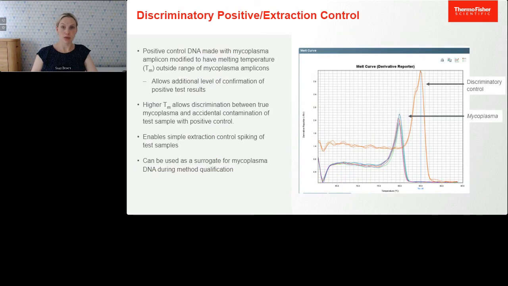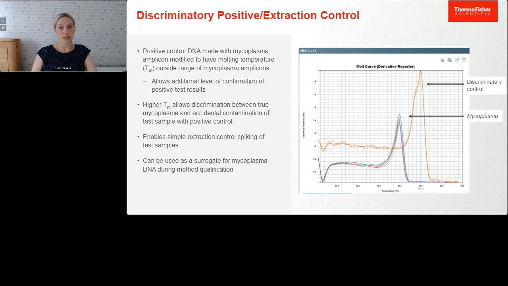Another real key point to the Microseek kit is the fact that it comes with a discriminatory positive control. So the discriminatory positive control, or DPC, facilitates amplification of a modified PCR product that has a melting temperature well outside of the real Mycoplasma amplicon range. So when we use post-PCR melting analysis, we will always be able to tell whether a sample contains real Mycoplasma compared to one that contains your positive control.